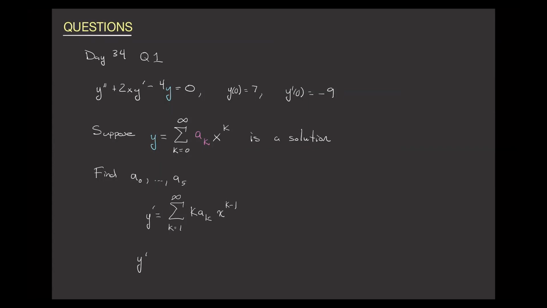And a similar thing for y double prime: we have k times k minus 1, a sub k, x to the k minus 2. Again, the first two terms from the original series disappear once we differentiate twice, so we'll just start at the second term.